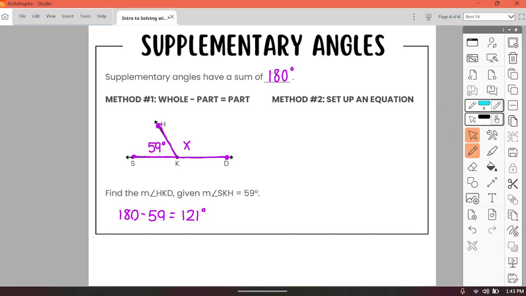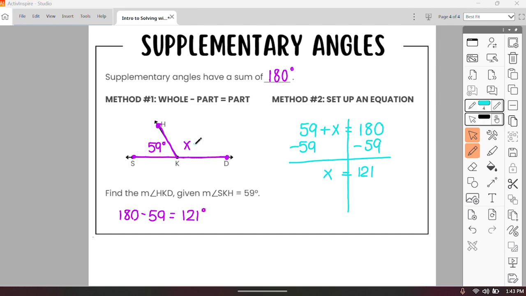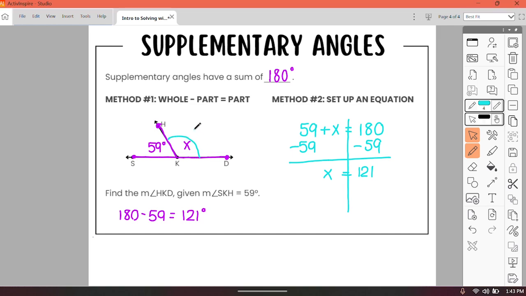Okay, let's do the other method. The other method is you take the two pieces, the two angles that you're given, the 59 and the X, and you know that together they have to equal 180 degrees. So you make yourself a little equation. You solve your little one-step equation. And you should get the same answer. And that is because this angle over here, this one, equals 121 degrees.